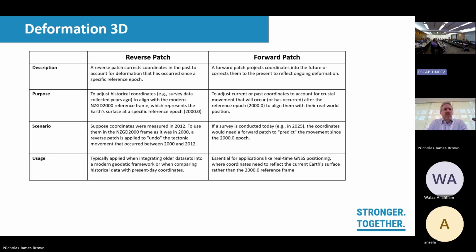And the reverse patch allows people to correct coordinates in the past to account for deformation that has occurred since a specific reference epoch, while the forward patch projects coordinates into the future or corrects them to the present to reflect the ongoing deformation. And the reason they've done both is because they recognize that they have two different user groups. So they develop patches that allow the user to choose: do I need to apply the reverse patch or the forward patch depending on their application?